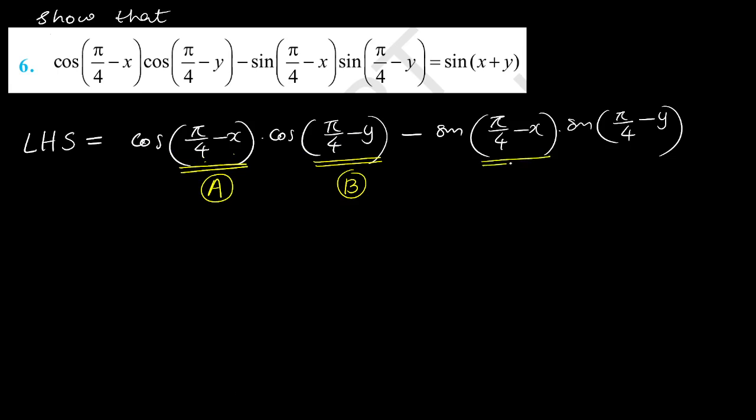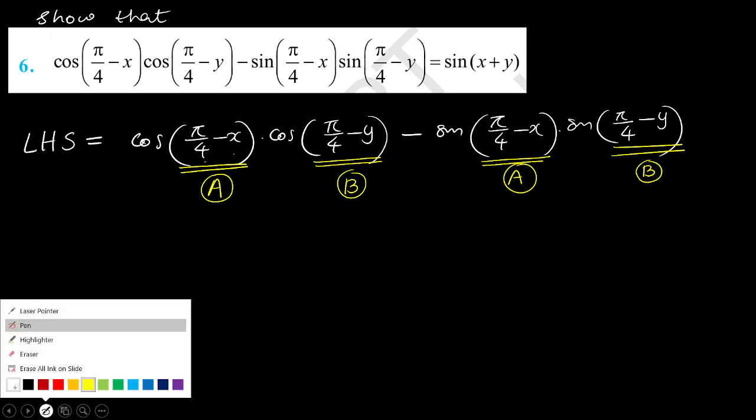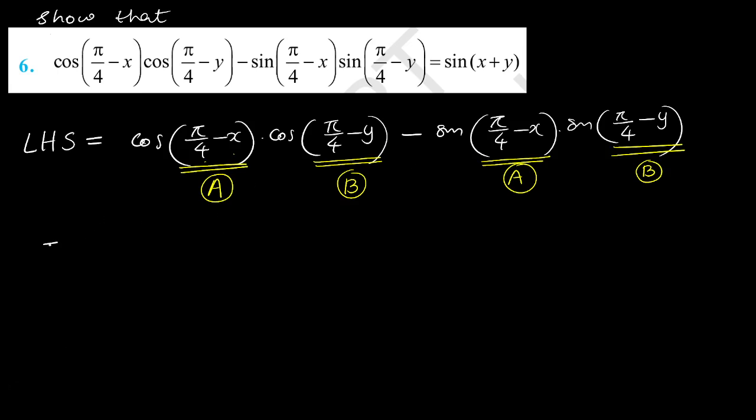And what about this? It is also A, right? I told you that pi by 4 minus x is denoted by A. The same expression here, so this one is A. And what about this? I told you that pi by 4 minus y is denoted by B. So this one is B. Using a pencil you may write. If you don't write this step, you cannot understand anything. So let me write it once again. Cos A cos B. Understood? We can write it as cos A cos B minus sin A sin B.